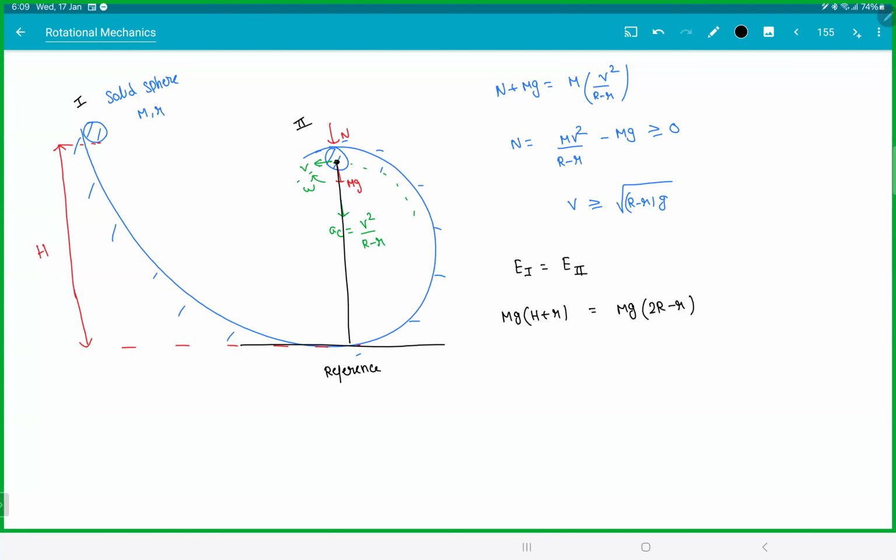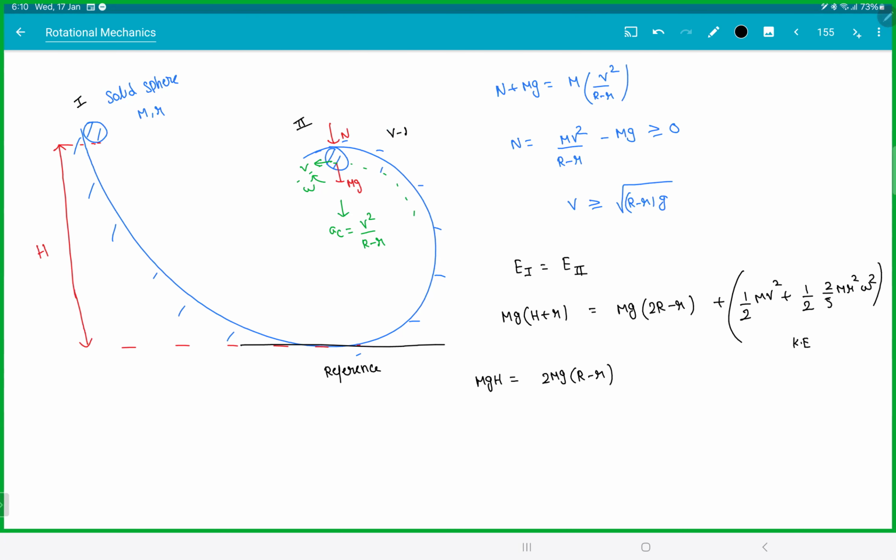Because, see, this is the height you want. That will be 2r minus small r, plus half mv square plus half I omega square. So solid sphere, so 2 by 5 m small r square omega square. This is the kinetic energy part. So this will be mgh. You send r that side. That will be 2 mg r minus r.